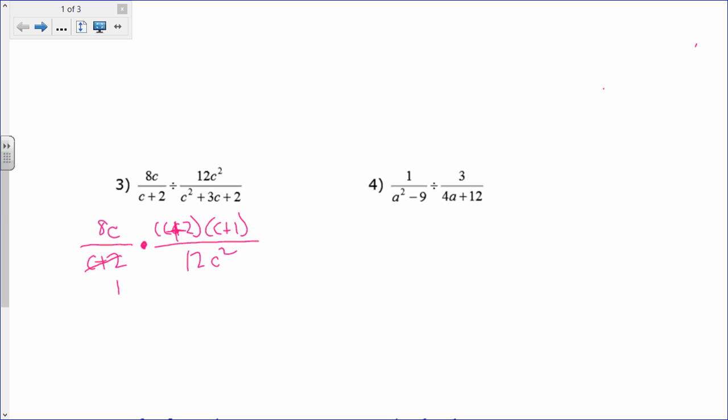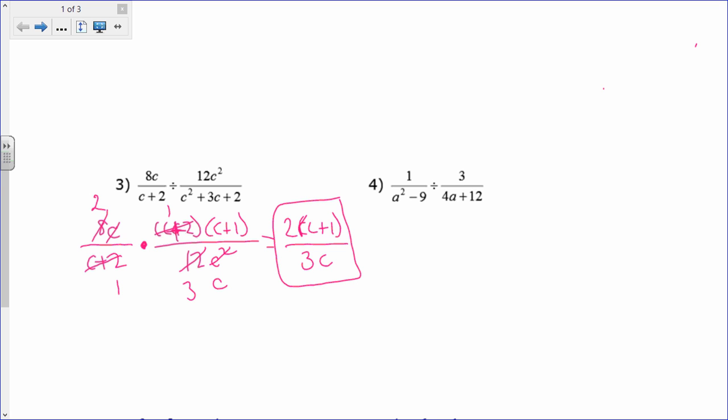So my c plus 2's cancel out. My c squared becomes a c, and it cancels with that. 8 and 12 both have a 4 in common. 4 goes into 8 2 times. 4 goes into 12 3 times. So I'm left with 2 parentheses c plus 1 all over 3c.